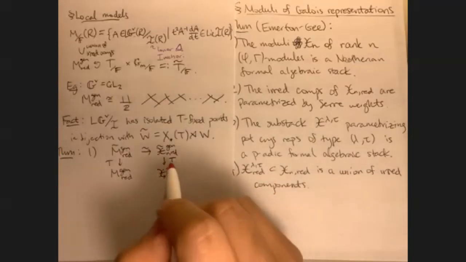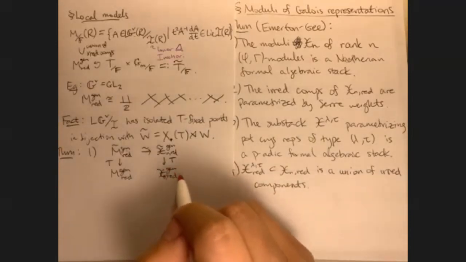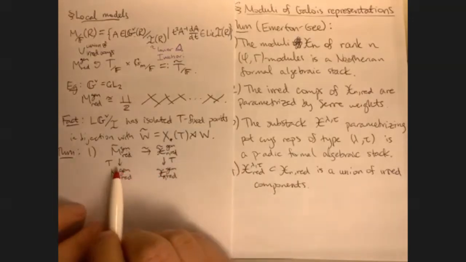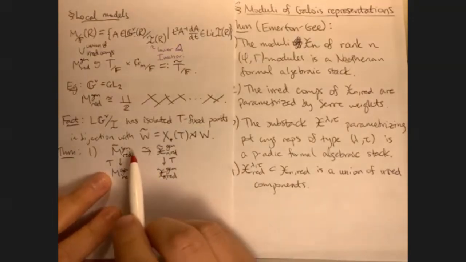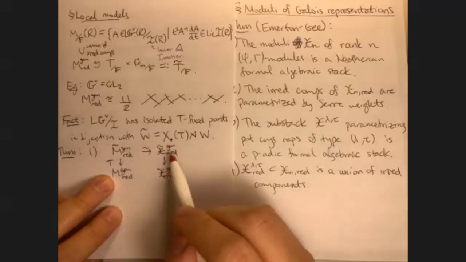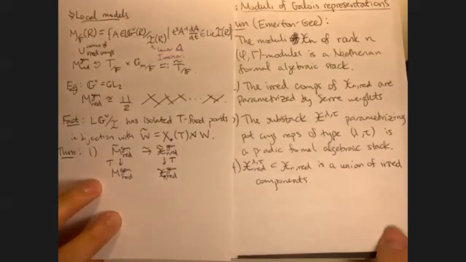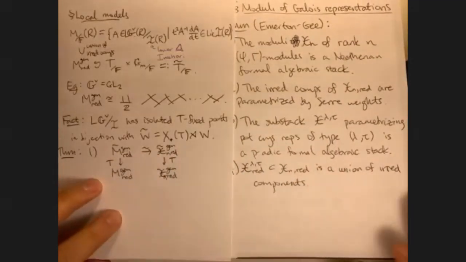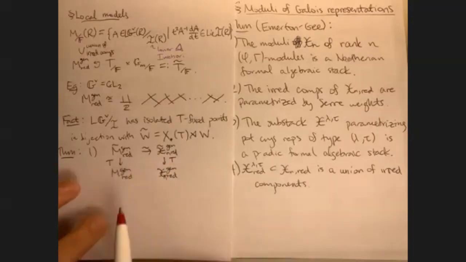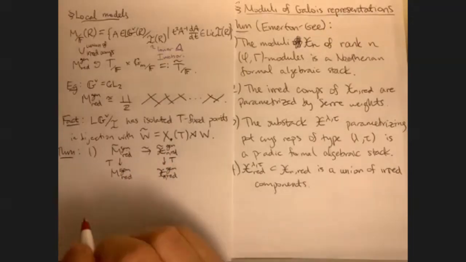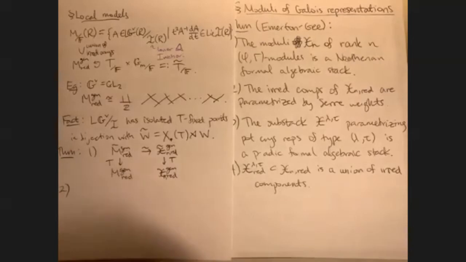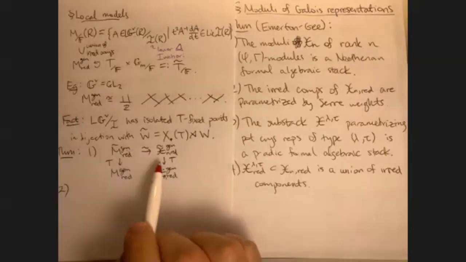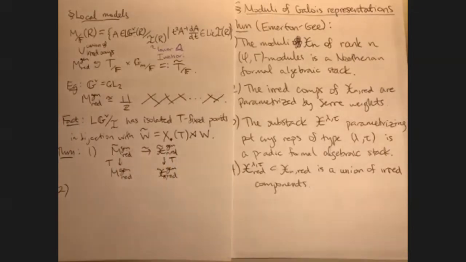So this gives a very simple presentation of the stack. So one just takes a certain T torus, and then one just takes a quotient by a different T action. So these T actions are not the same. So this map is not T equivariant, but for our purposes, it's not so important.